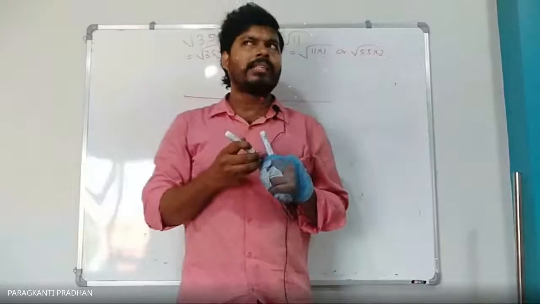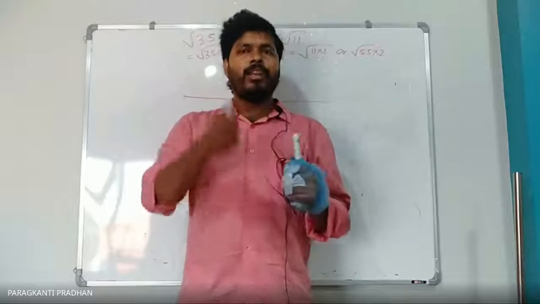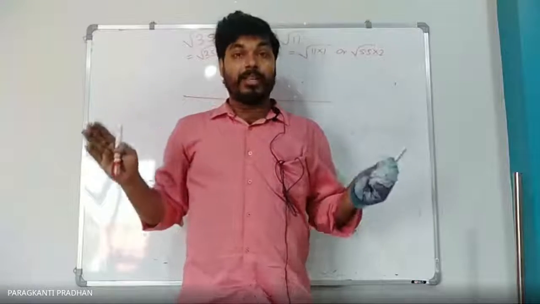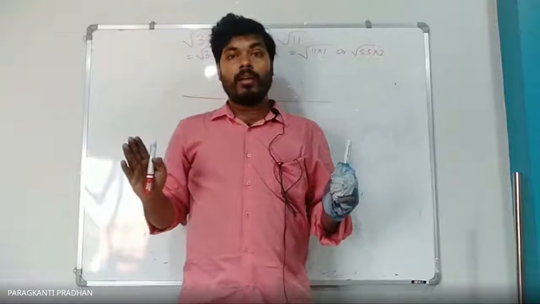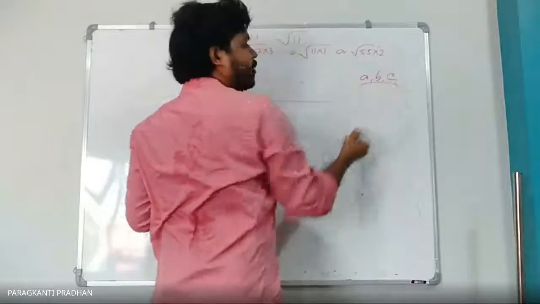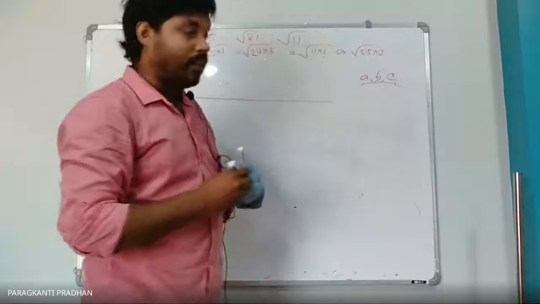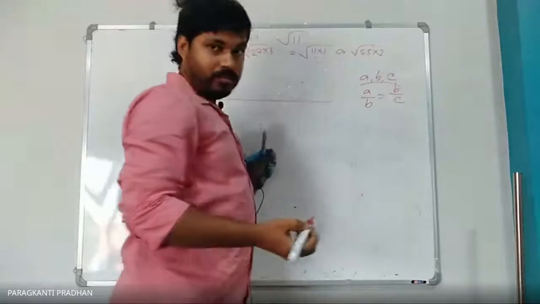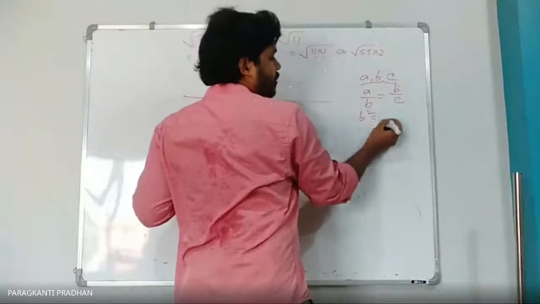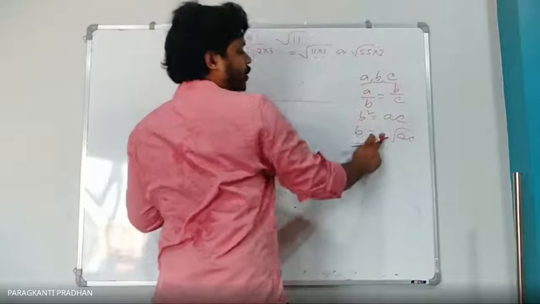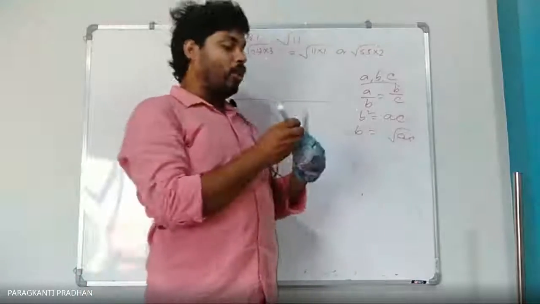I think in class 7, I told you about the mean proportion, what are extremities, what is the mean proportion, right? So if A, B, C are in proportion, then we can write A by B is equal to B by C. And here B square is equal to AC, and then B is equal to plus minus root under AC. If we take only the plus sign, then B is the mean, root under AC.